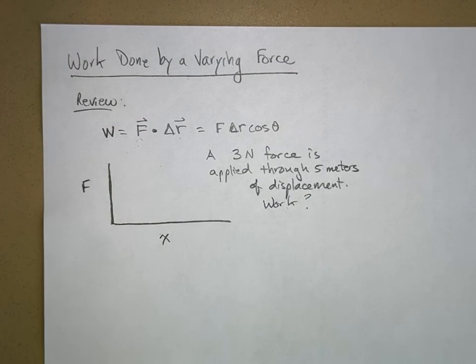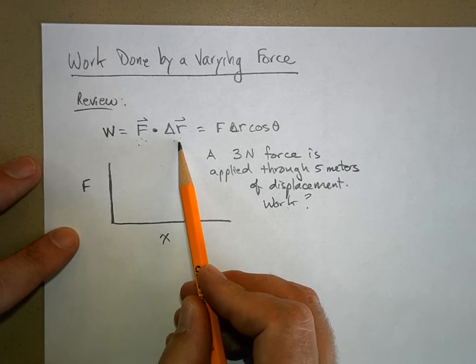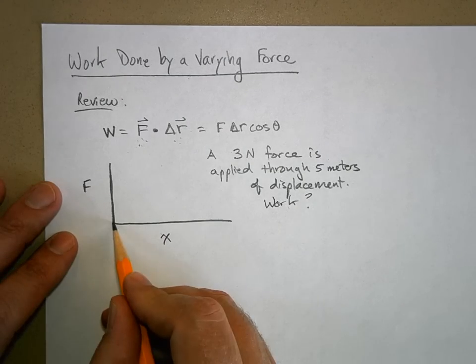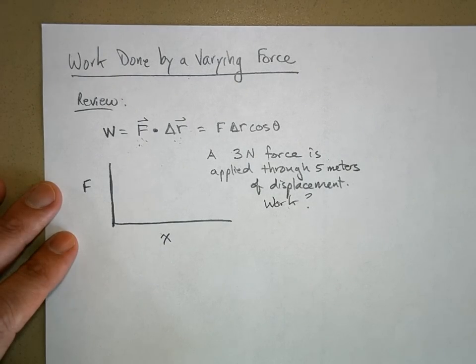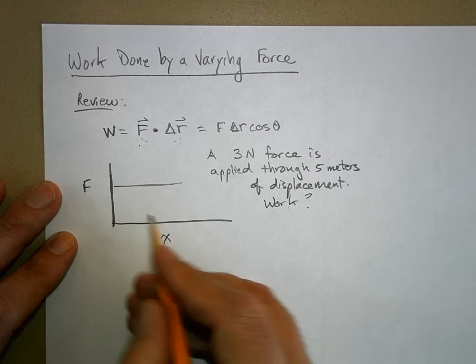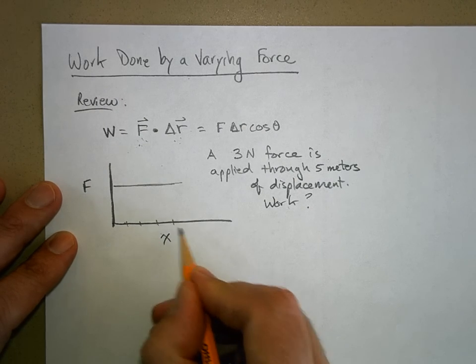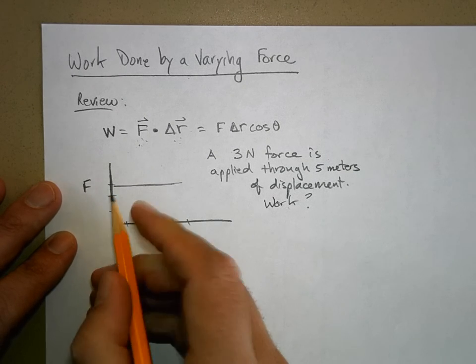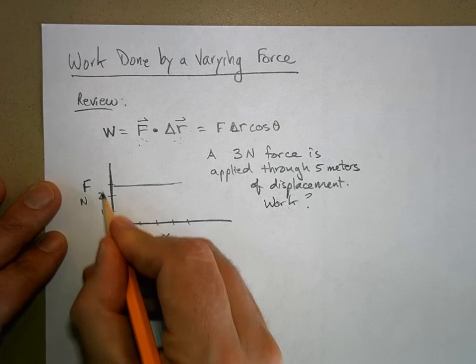Well, we've done this before. Anytime you've got a quantity that's a product of two other quantities, you can graph this quantity as a function of this quantity. And by the way, let's just assume that the force is in the x direction and that my starting position is 0. So, 1, 2, 3, 4, 5. Okay, and this is 1, 2, 3. This is force in newtons.